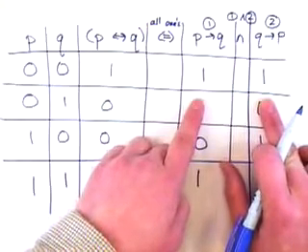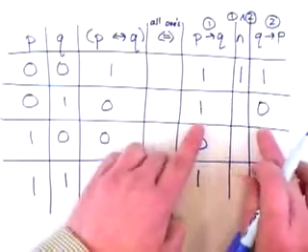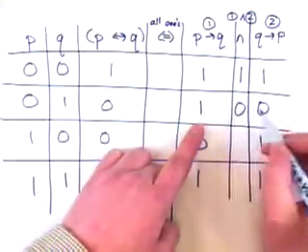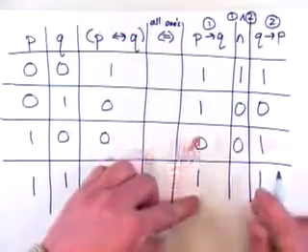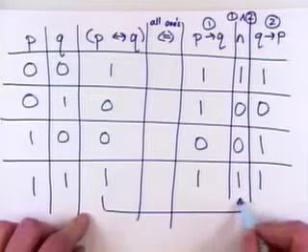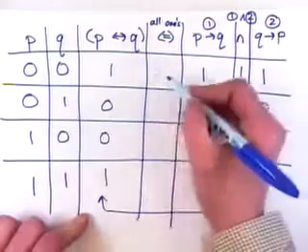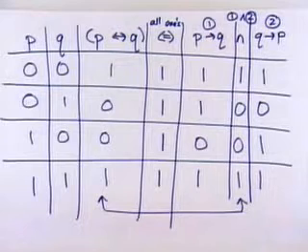Okay, using the definition, if I AND these together, if I AND column 1 and column 2, P implies Q ANDed with Q implies P, then I'll get 1 and 1 gives me a 1. If I AND a 1 and a 0, what do I get? 0. If I AND a 0 and a 1, I get a 0. If I AND a 1 and a 1, I get 1.